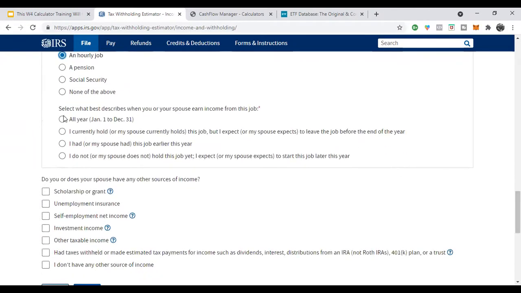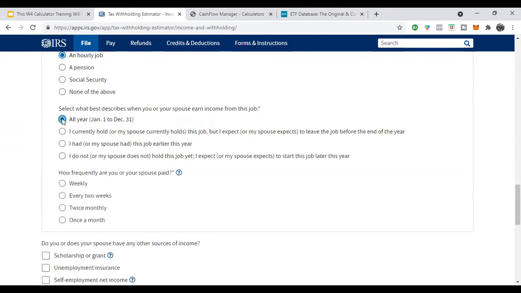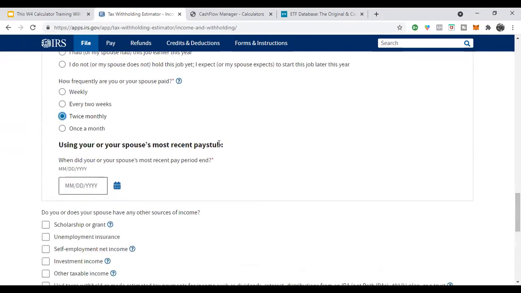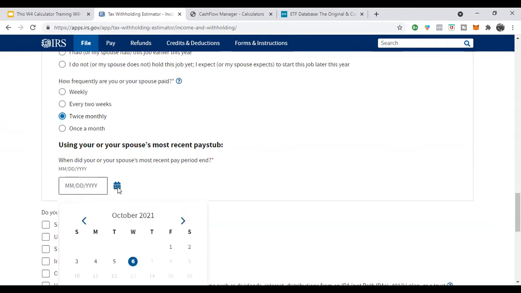All right, select what best describes when you and your spouse earn income from this job, all year. How frequently are you paid? We're going to do twice monthly. All right, using you or your spouse's most recent pay stub, when did you or your spouse's most recent pay period end?